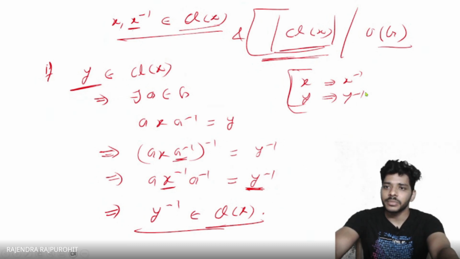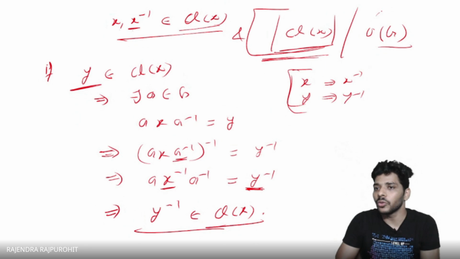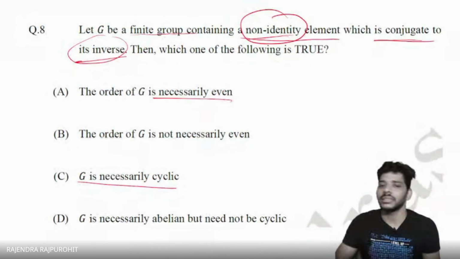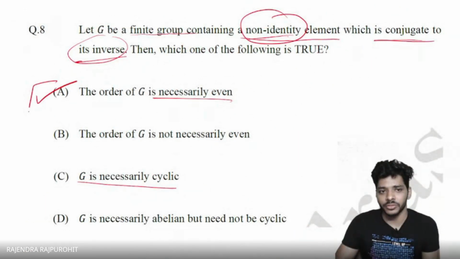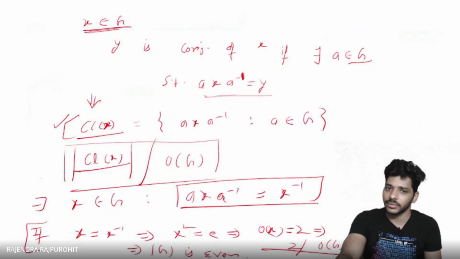It will always be even now because it's in pairs. When there is x, then there is x inverse. So if an even number divides the order of your group, then the group must be of even order, and that's your answer. The group must be of even order. You can mark incorrect on all of them because we have proved it.